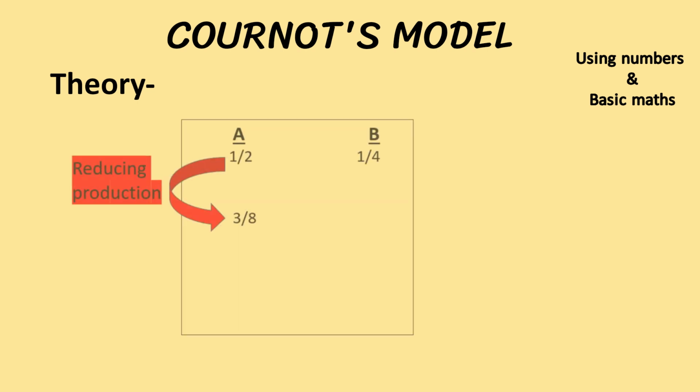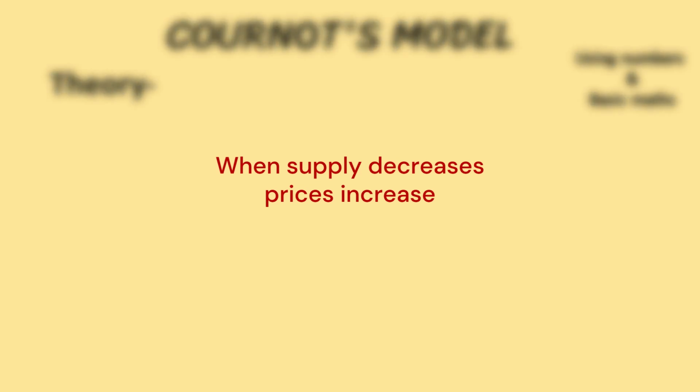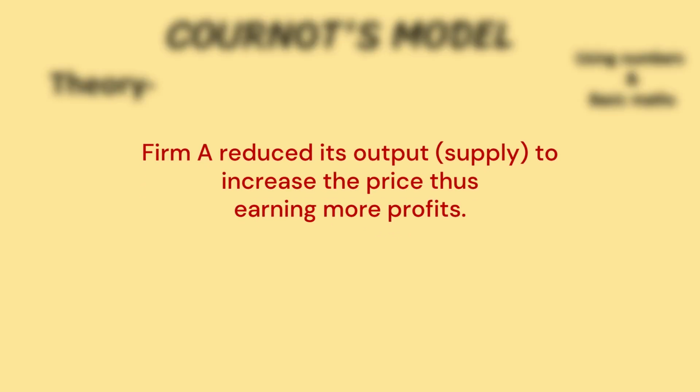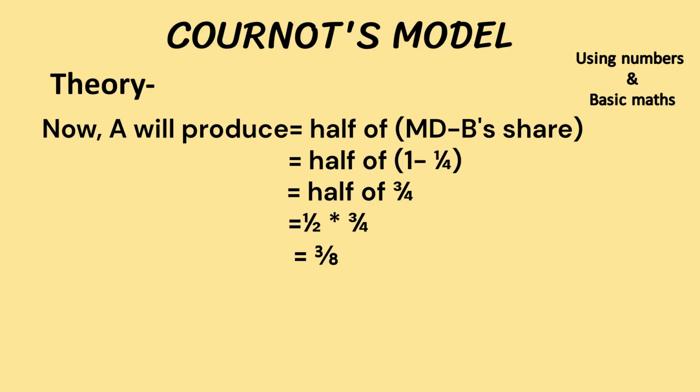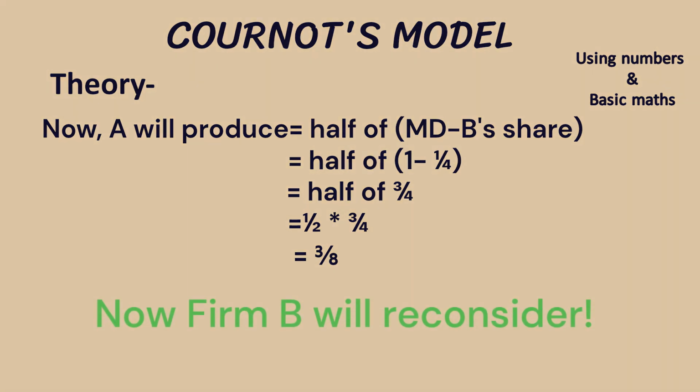So we can conclude here that A, with the aim to earn profits, has reduced its output from 1 by 2 to 3 by 8. And as per the basic concepts of economics, when supply falls, when there's a shortage of goods in the market, the prices increase. So A has used this tactic, reducing output to increase the prices so as to earn more profits. B again notices that A has started earning more profits than him. So B will now try to reconsider the situation.